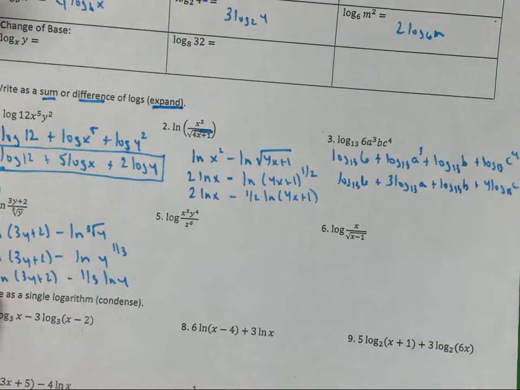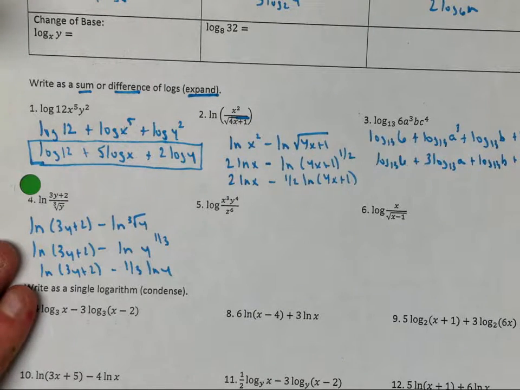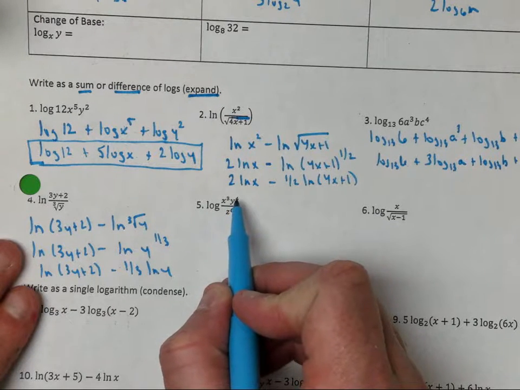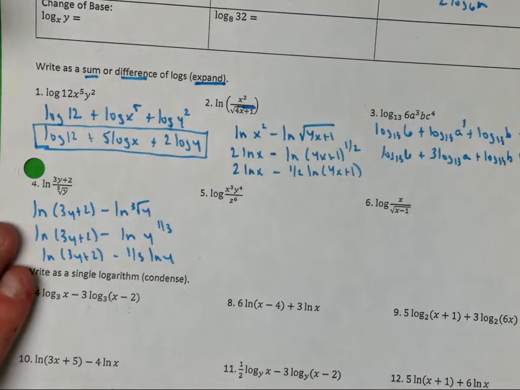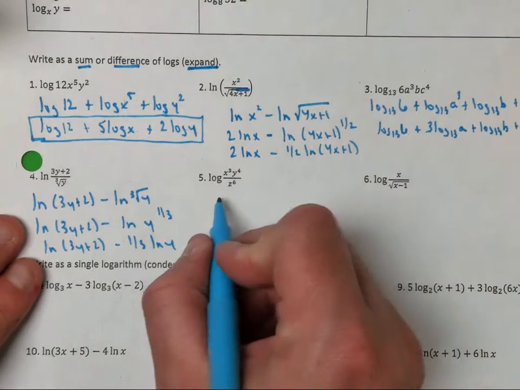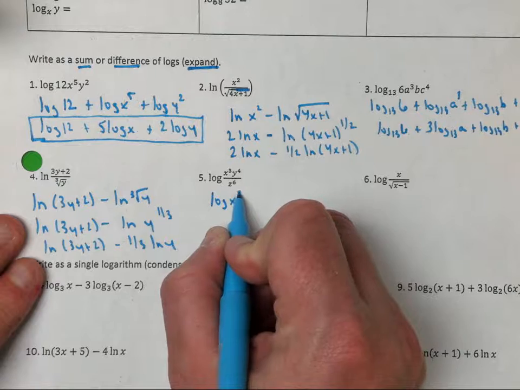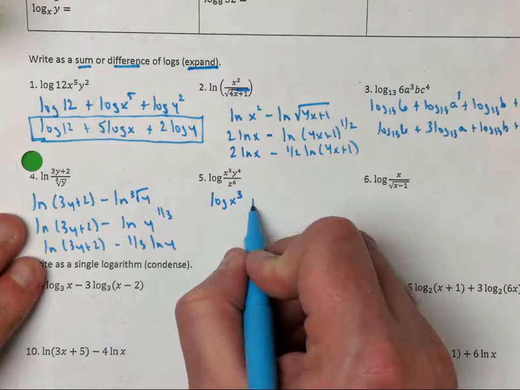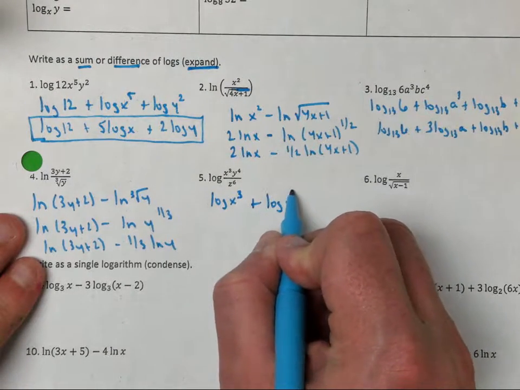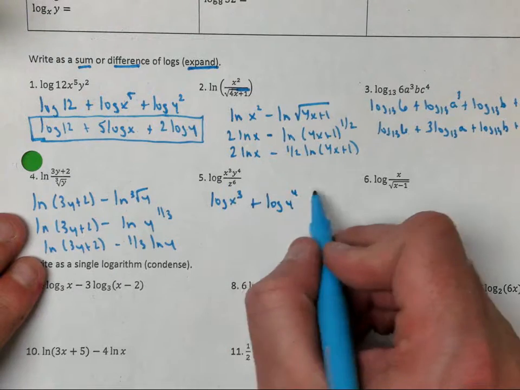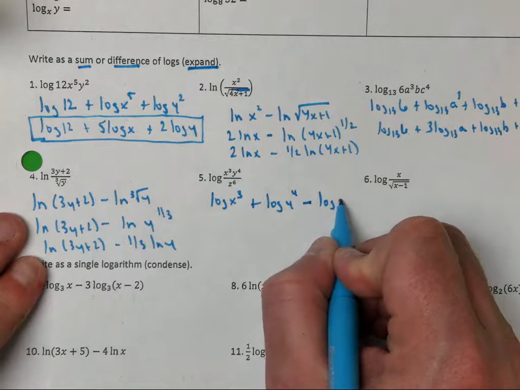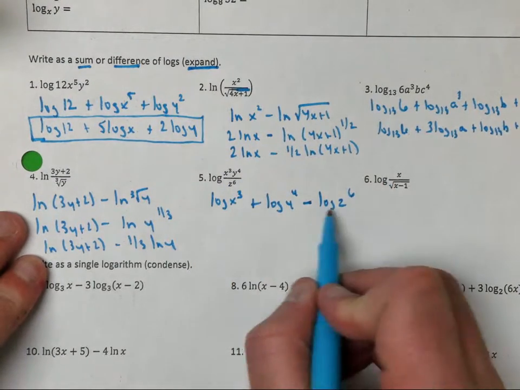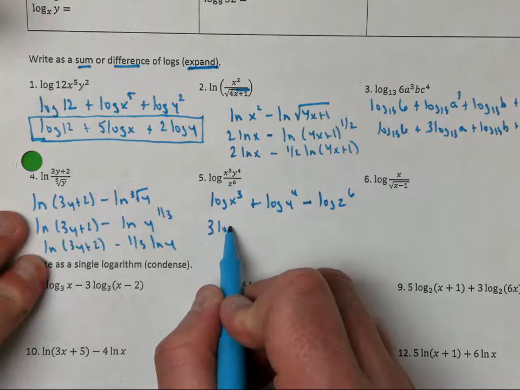Alright? Looking at number 5. There's no plus in the middle of this, so you do need to break this up. Alright. So I'm going to go log x cubed. Now this is multiplication between these two. So you're going to keep a plus log y to the 4th. Then we go to division, minus log z to the 6th. So let's go like this. This is multiplication, that's why there's a plus between these, and then division. Then I'm going to bring the exponent down.